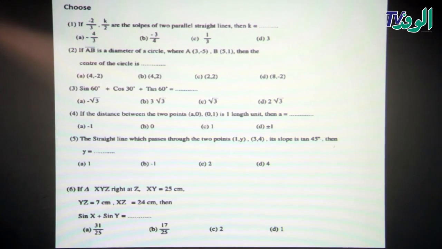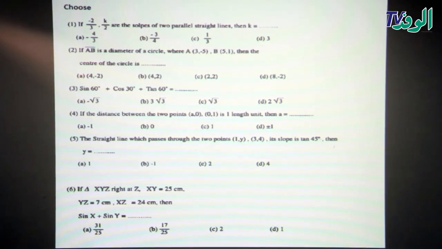Number 5. The straight line which passes through the 2 points (1, y) and (3, 4), its slope is tan 45. Then y equals 1, negative 1, 2, or 4. Number 6. If the triangle XYZ is right at Z, then XY is 25 centimeters, YZ is 7 centimeters, and XZ is 24 centimeters. Then sine X plus sine Y equals 31 over 25, 17 over 25, 2, or 1.